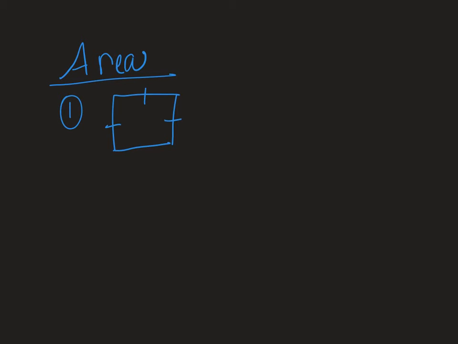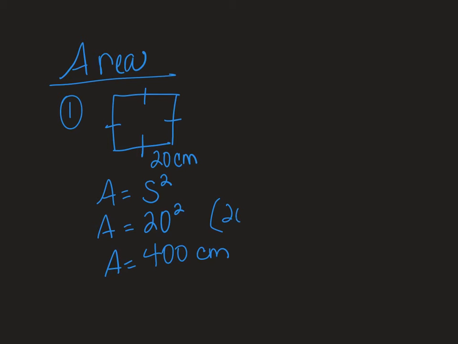So, let's find some area in our notes, okay? So here we're going to be finding area. The first one, we're going to be finding area of a square, okay? And your square has all 4 sides that are equal, and each side measures 20 centimeters. So remember, area equals S squared. Area equals 20 squared. You do the math. Your answer should be 400 centimeters squared. How did you get that? Okay, so it's 20 times 20. When you multiply 20 times 20, you get 400.